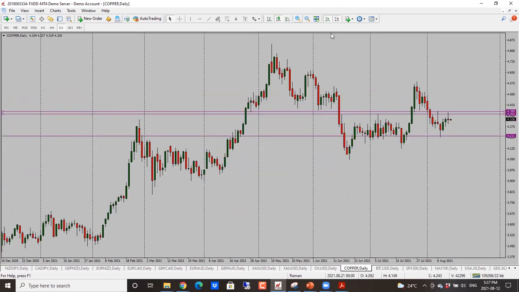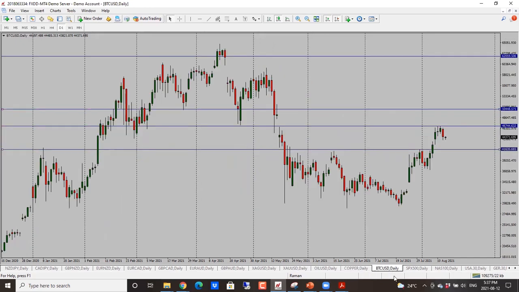Copper here, copper did go up to test the 4.38 level, but it is bouncing off of that, and we have a neutral close for the day, which means we could see a turnaround here, move back down towards the middle of the range, and then potentially lower. So in this case, neutral bias, first target is 4.29, and then second target is 4.27. So neutral to bearish bias for copper.